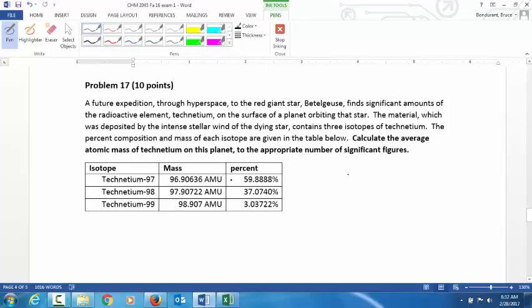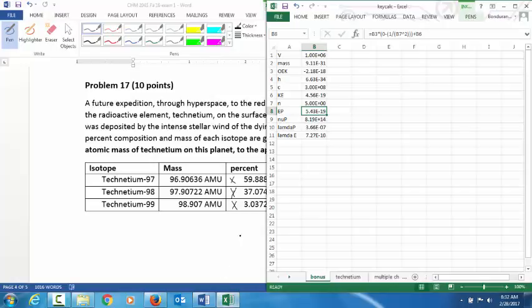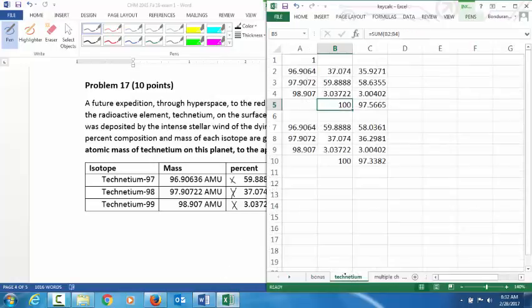the way you do this is you simply multiply these. In other words, the atomic mass and the percent is given to you, so you multiply each one, and then since this is a percent, you have to get rid of the percent part, and you divide by 100 in each case. And go ahead and open up the Excel file on this.